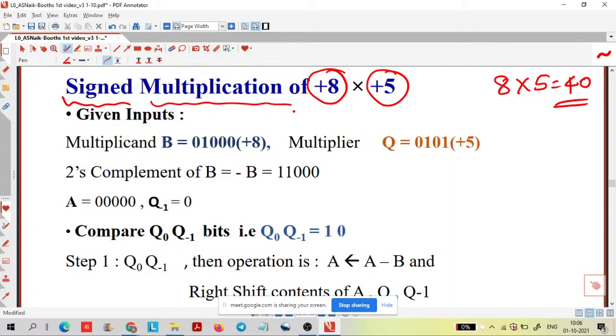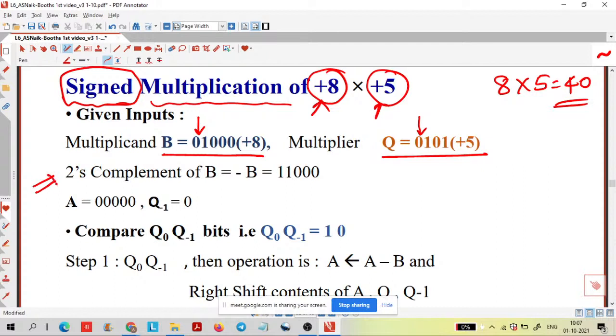So these are the inputs: multiplicand and multiplier. Just listen carefully. What is the multiplicand value? 8. It is called signed multiplication, so you include your sign, plus or minus. Here 0 indicates plus, so this is plus 8. And Q is the multiplier. What is the value? Plus 5. The 0 here is plus, so it is plus 5.